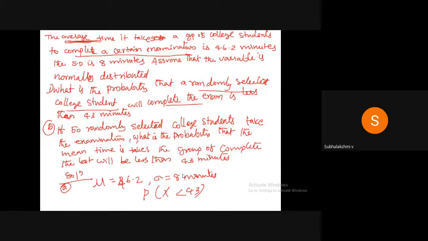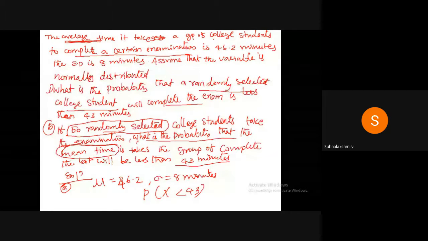Next, part B. If 50 randomly selected college students take the examination, what is the probability that the mean time taken by the group to complete the test will be less than 43 minutes? The mean time means the sample mean. The sample size is 50, randomly selected college students.